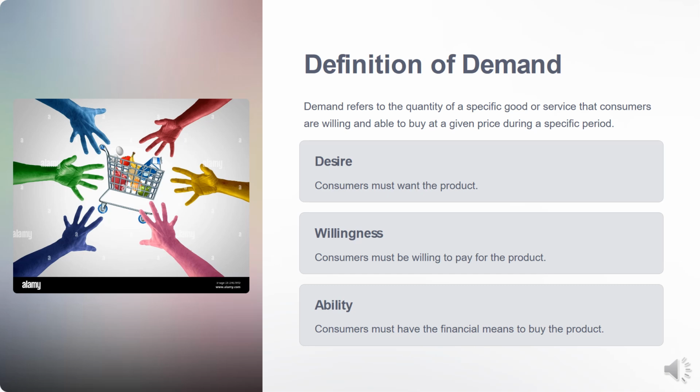First thing, there must be a desire. The consumer must want the product. So the second question I asked you, which phone you want to use, right? So that was a desire. You have a particular brand in your mind that you want to use yourself. Second thing is willingness. You are also willing to pay for that product, right?